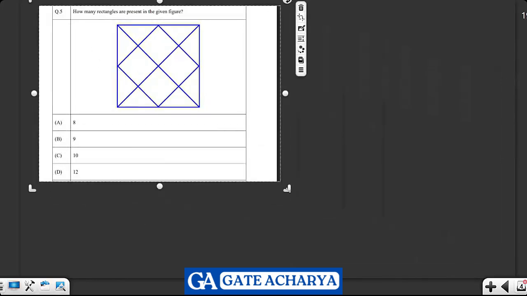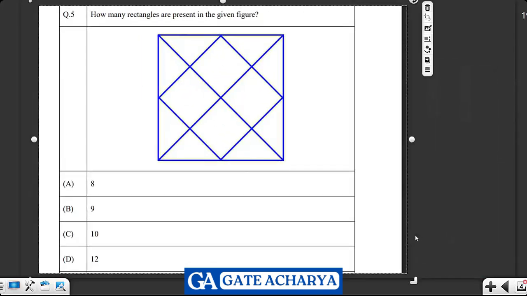Okay, I'm going to show you this question. You have to answer me from your side. Now tell me how many rectangles are there in this figure. You have to identify the number of rectangles here. Even squares you have to consider as a rectangle.